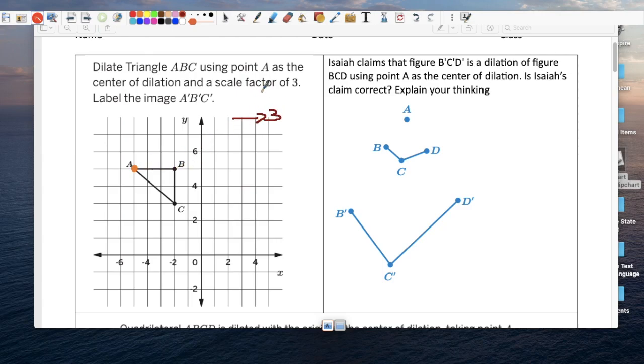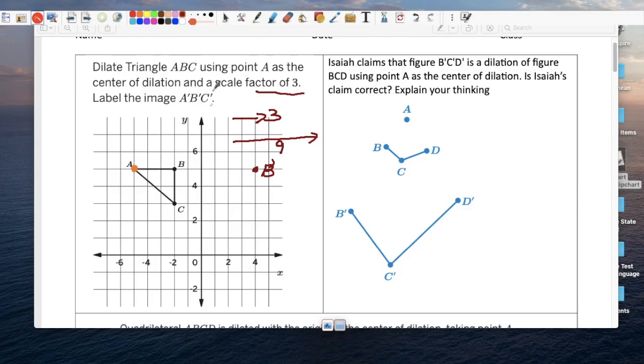So if I'm dilating that distance by a scale factor of 3, you multiply 3 times 3, and now it should be 9. So B, after a dilation of scale factor 3, would be 9 units away. So let's count from A, 1, 2, 3, 4, 5, 6, 7, 8, 9. There, ladies and gentlemen, is B prime.